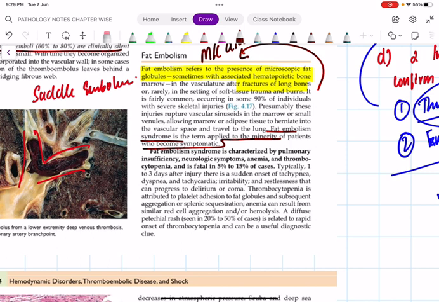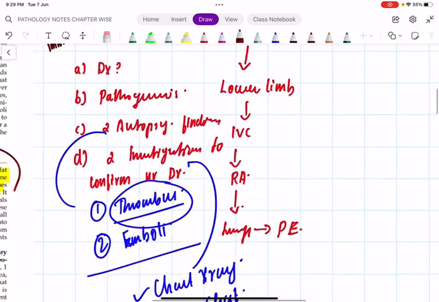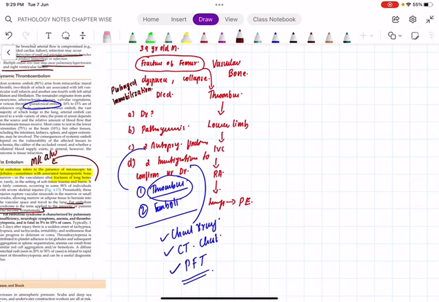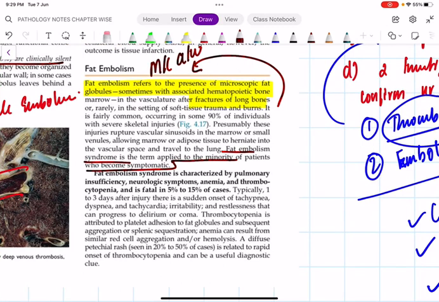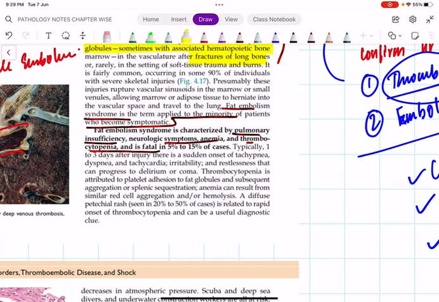And remember, I told you only very few patients will be symptomatic. This is the reason why I told you that whenever they give a history of fracture of long bones, you have to go for the answer pulmonary embolism, because fat embolism is very rare. And very few patients only present with the typical symptoms. What are the symptoms? Pulmonary insufficiency, then thrombocytopenia, anemia, and neurological symptoms. And remember, it will take minimum 1 to 3 days for the characteristic symptoms. What is that? Tachypnea, dyspnea, or progress to delirium or coma.